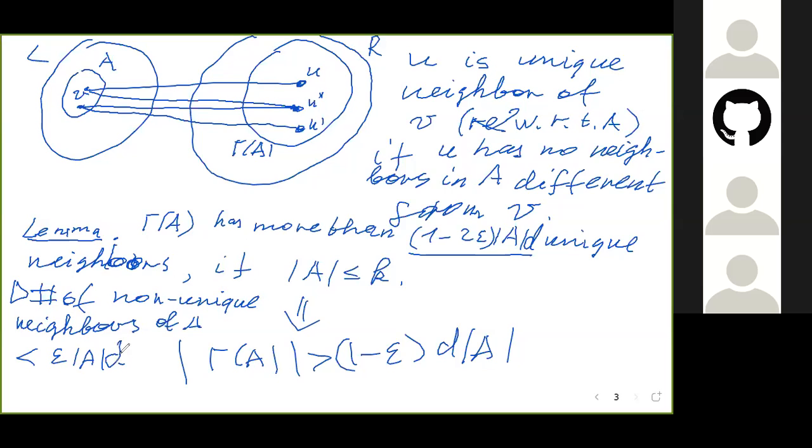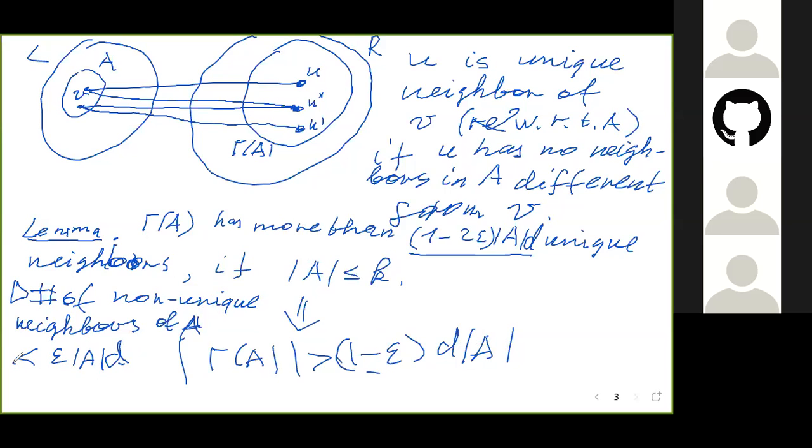Okay. The number of non-unique neighbors of A is at most epsilon times A times D. And the total number of neighbors is, by definition, by expanding property, at least 1 minus epsilon dA. We just subtract from this bound, and we are done.